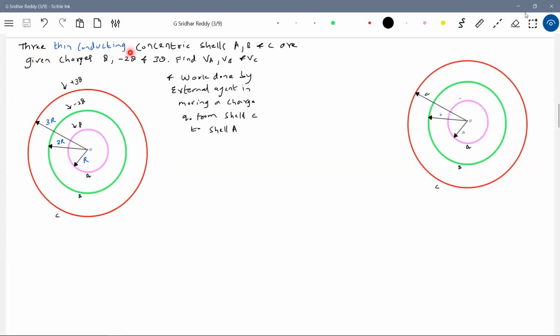Three thin conducting concentric shells A, B, and C are given charges Q, minus 2Q, 3Q. Find the potential of individual shells VA, VB, VC, and the work done in moving a charge Q naught from shell C to shell A. Now, what shall we do?